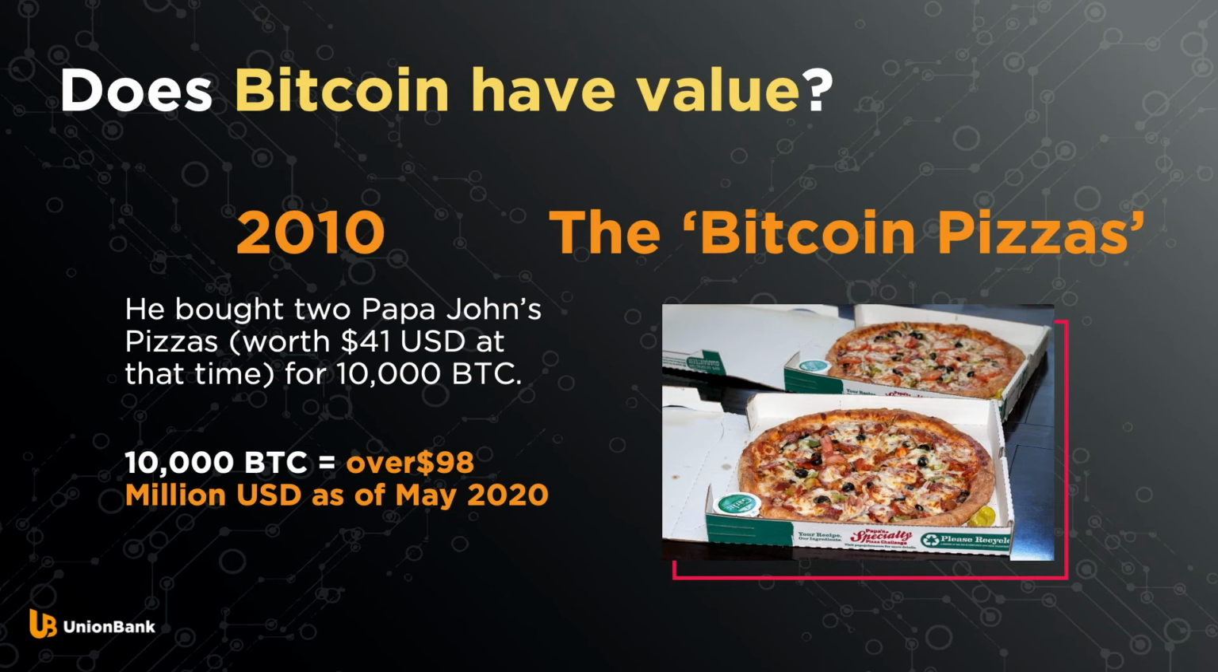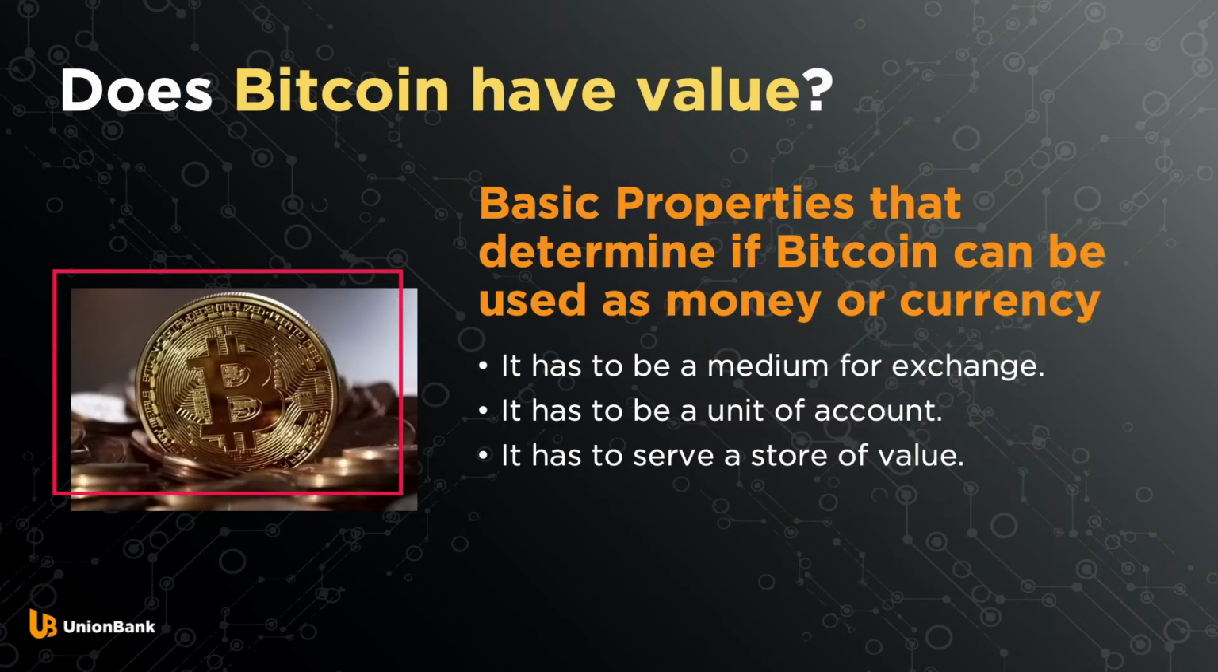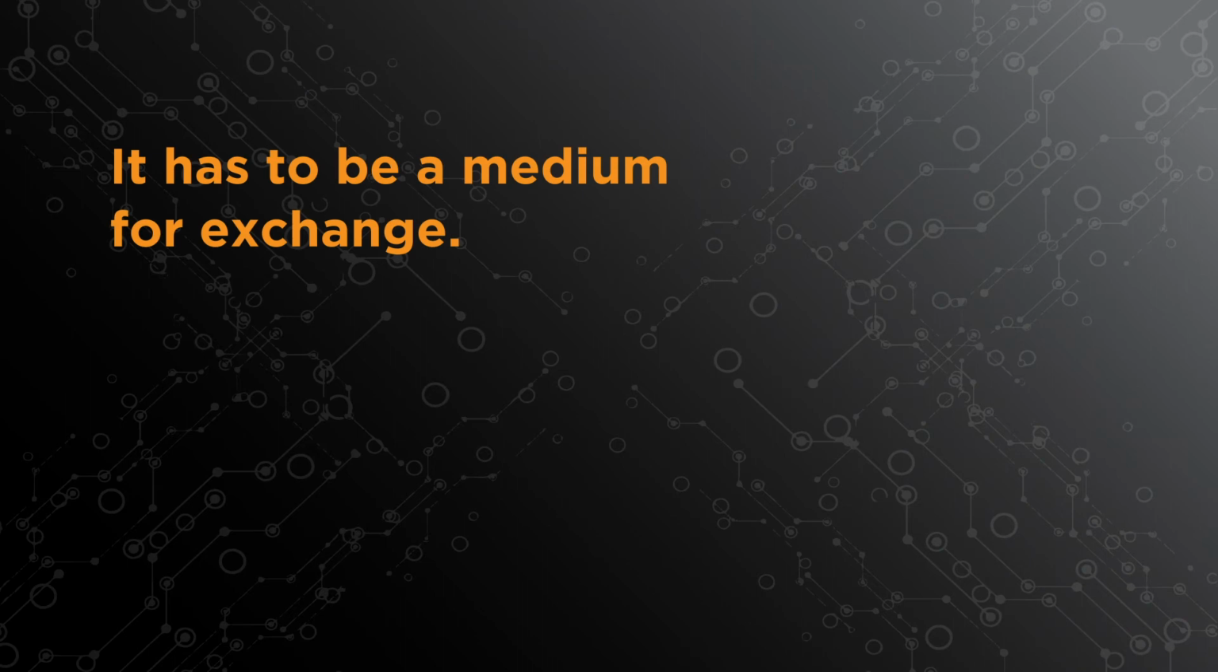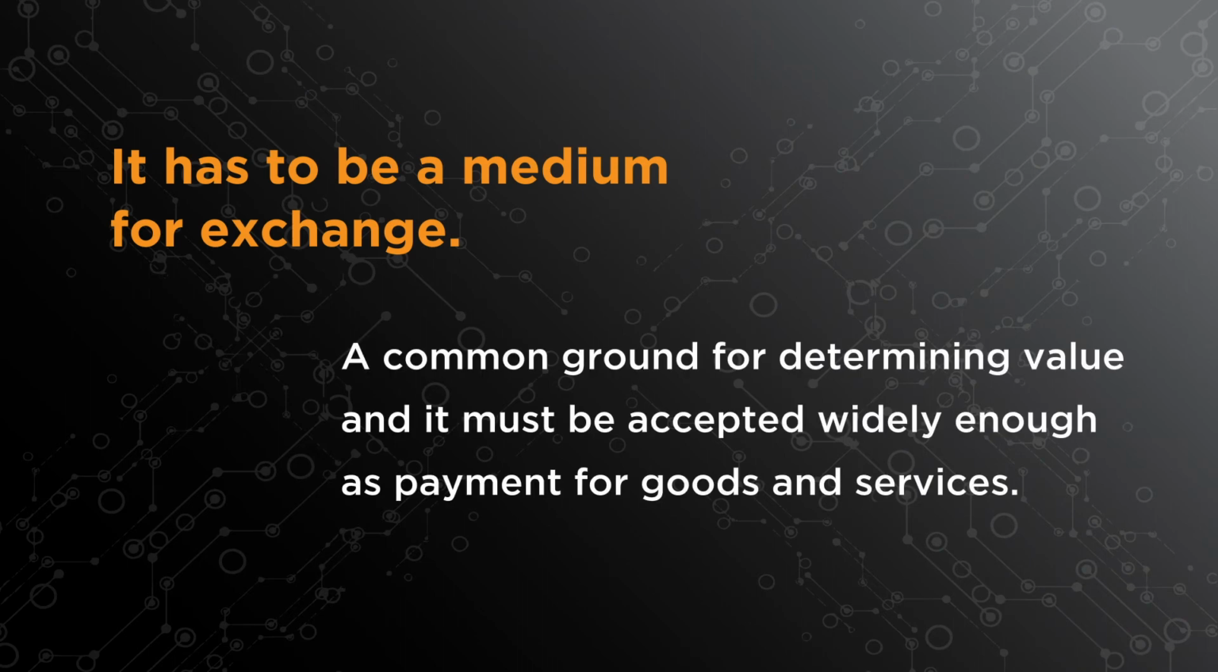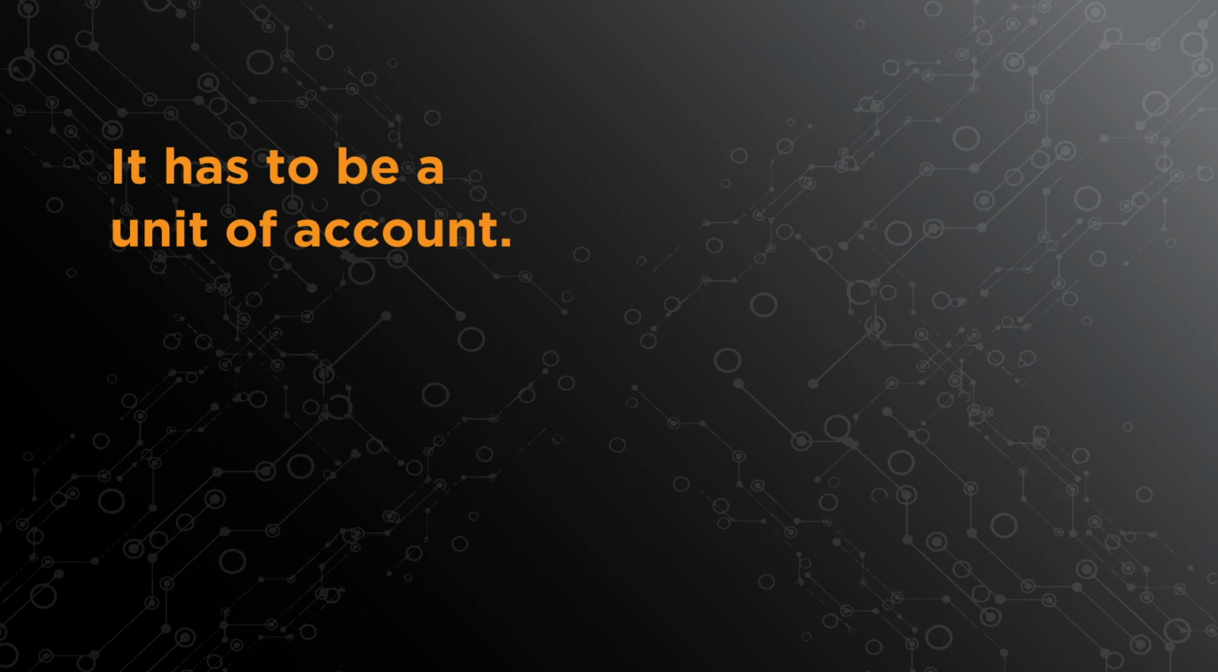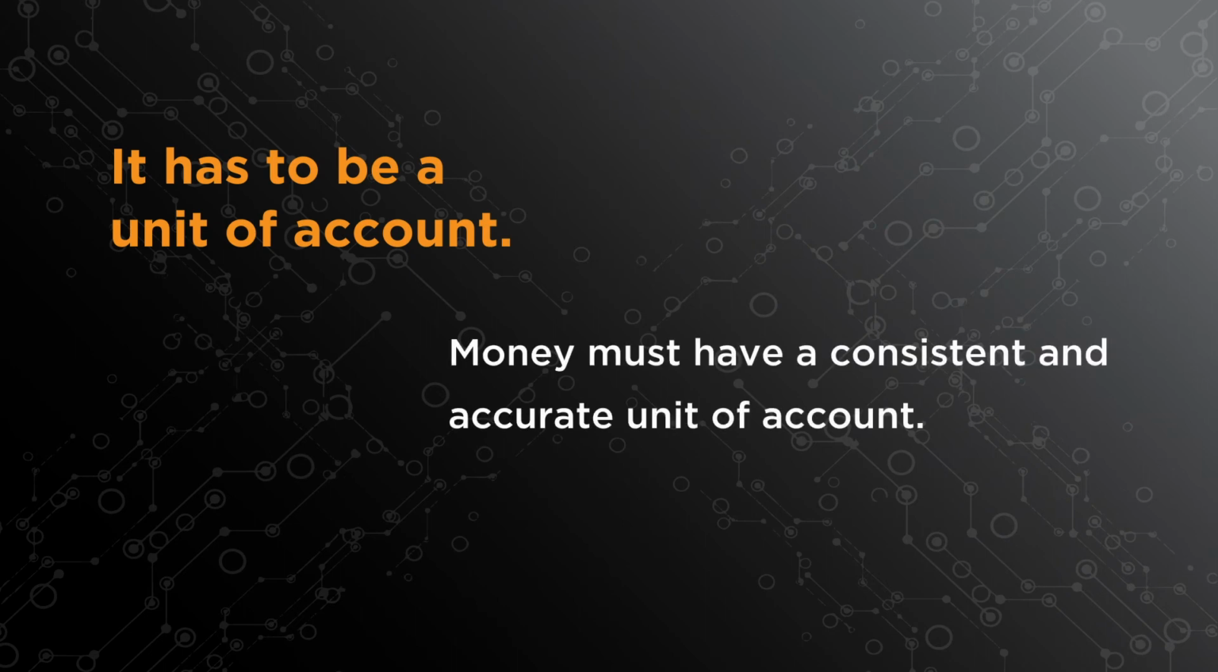So does Bitcoin have the same properties as traditional money? The answer is yes. But why does Bitcoin, an electronic currency, have value? There are basic properties that determine if something like Bitcoin can be used as money or currency. It has to be a medium for exchange, a common ground for determining value, and it must be accepted widely enough as payment for goods and services. It has to be a unit of account. Money must have a consistent and accurate unit of account.